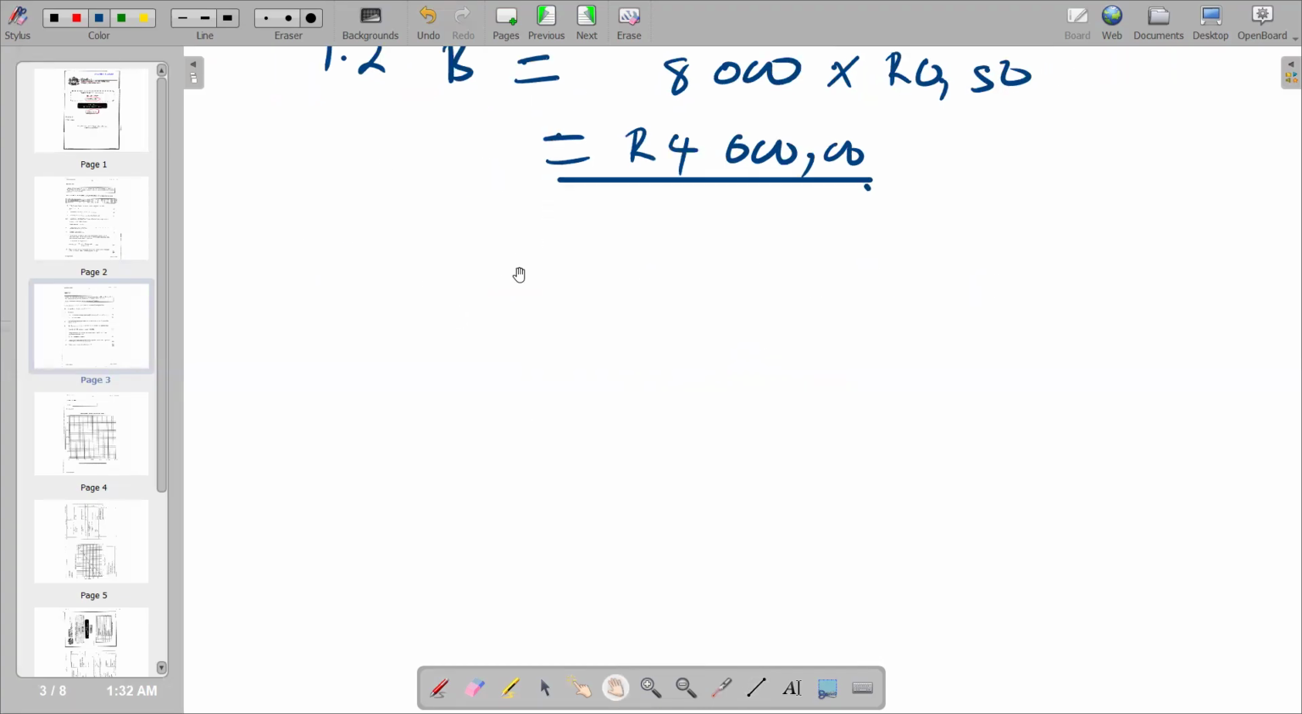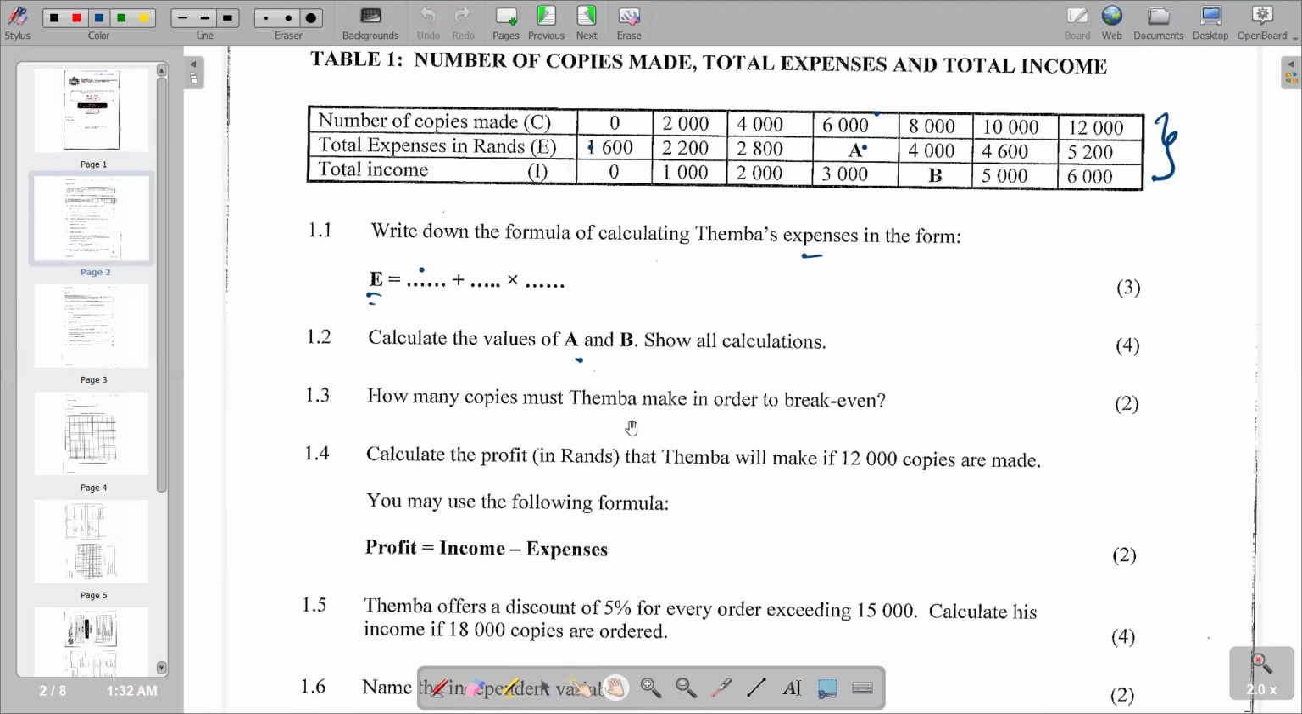Then we now move on to the next part of our question, which is 1.3, saying how many copies must Temba make in order to break even. We know that at break even, the total cost is equal to the total revenue. So here we've got the total cost being this row and the total income being this row. We look where total expenses equal total income.